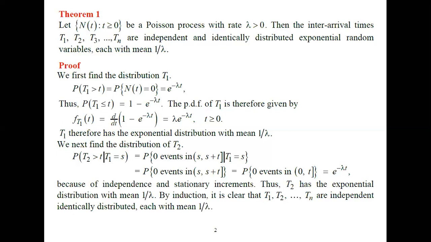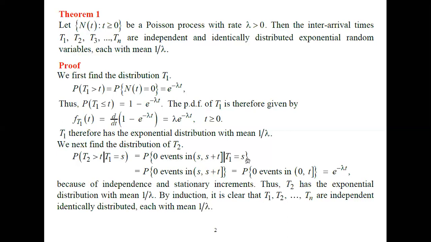We are assuming that the first event occurs at time s. So when you add the time t to s, between s and s plus t, the second event occurs after t seconds. So the time interval between the first and the second event is more than small t. So it means zero events will occur in the interval between s and s plus t, given that T1 is equal to s.